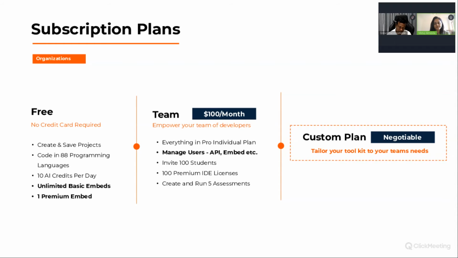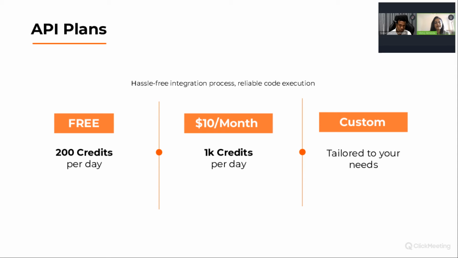When we talk about our API plans, we have a free plan, which gives you 200 credits per day. You get 1,000 credits per day at $10 per month. And here also we have customized plans, where you need to reach out to us at hello@jdoodle.com, and our team will get in touch with you.